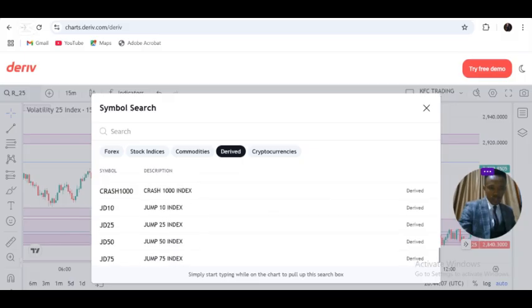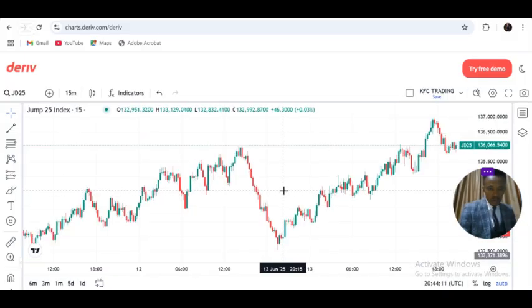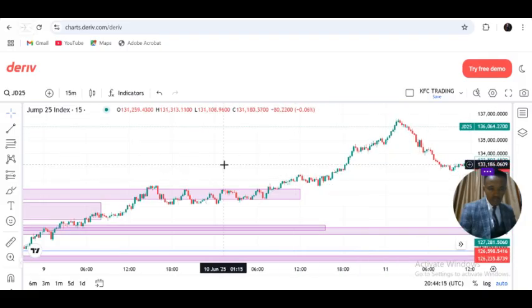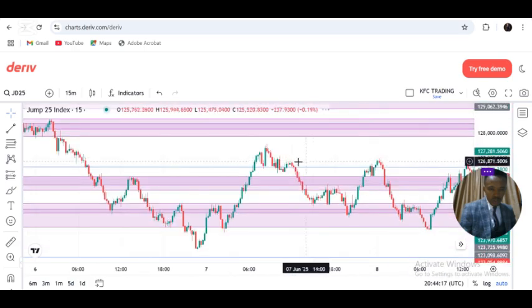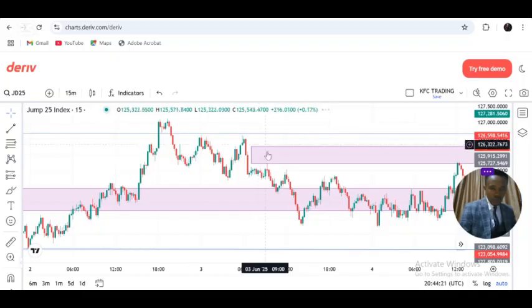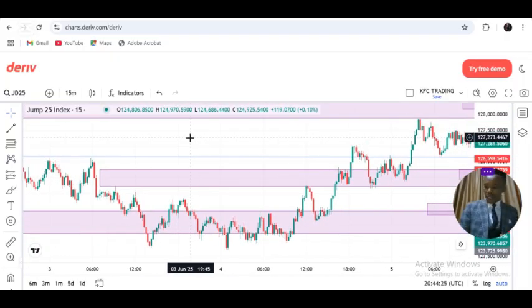And let's see if we had any entry on jump. So it looks like we also didn't have any entry on jump. Okay, so there was no entry on jump, and there was no entry on volatility 25. So let me go back and do the analysis and also see how I can create more time so we do not miss all the moves on jump and volatility.